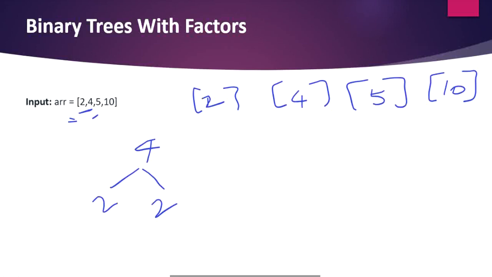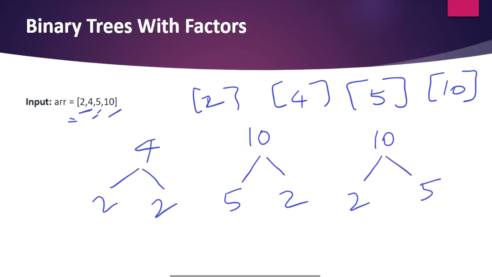So this is one binary tree, and moving on to 5, 5 doesn't have any divisors here. Moving on to 10, if you see 10 as the root node, the values are 5 and 2. Or otherwise 10 as the root node, its left child is 2 and the right child is 5. Both are valid binary trees with factors. So if you see, the left and right children's product is going to be the root node's value. So in total we can form 7 binary trees from the given values.